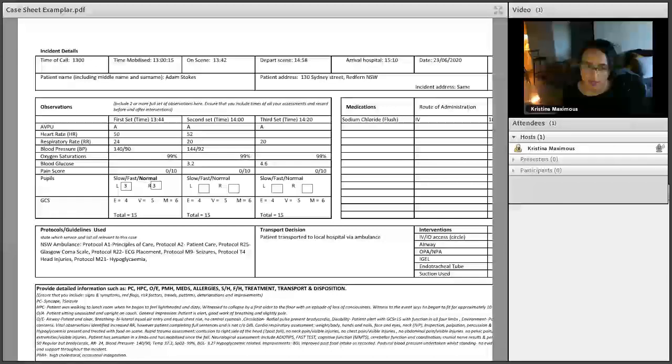We've also written here that a postural blood pressure was undertaken, and then you start to also think about trends, patterns, deteriorations, and improvements. So here we've documented that the patient's blood glucose levels had improved post the food that he was given on scene.